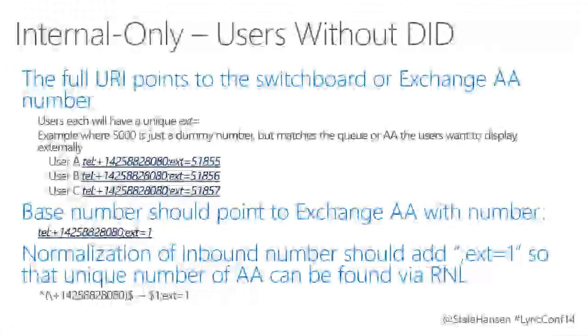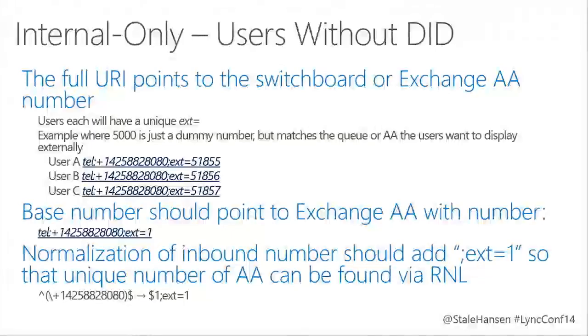This is from last year as well, where the suggestion was to use the same base number that you want to display out when calling. And then you assign different extensions to those agents, right? Users A, B, and C. And when they dial out, they will display this main number.